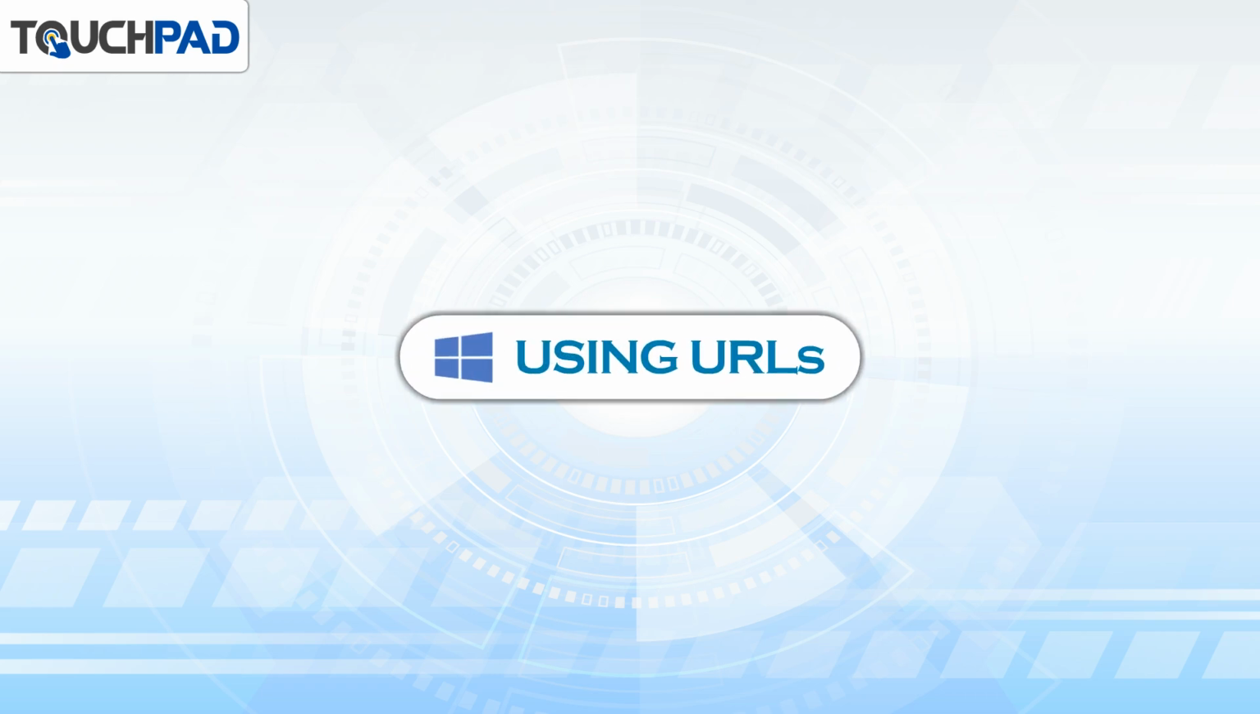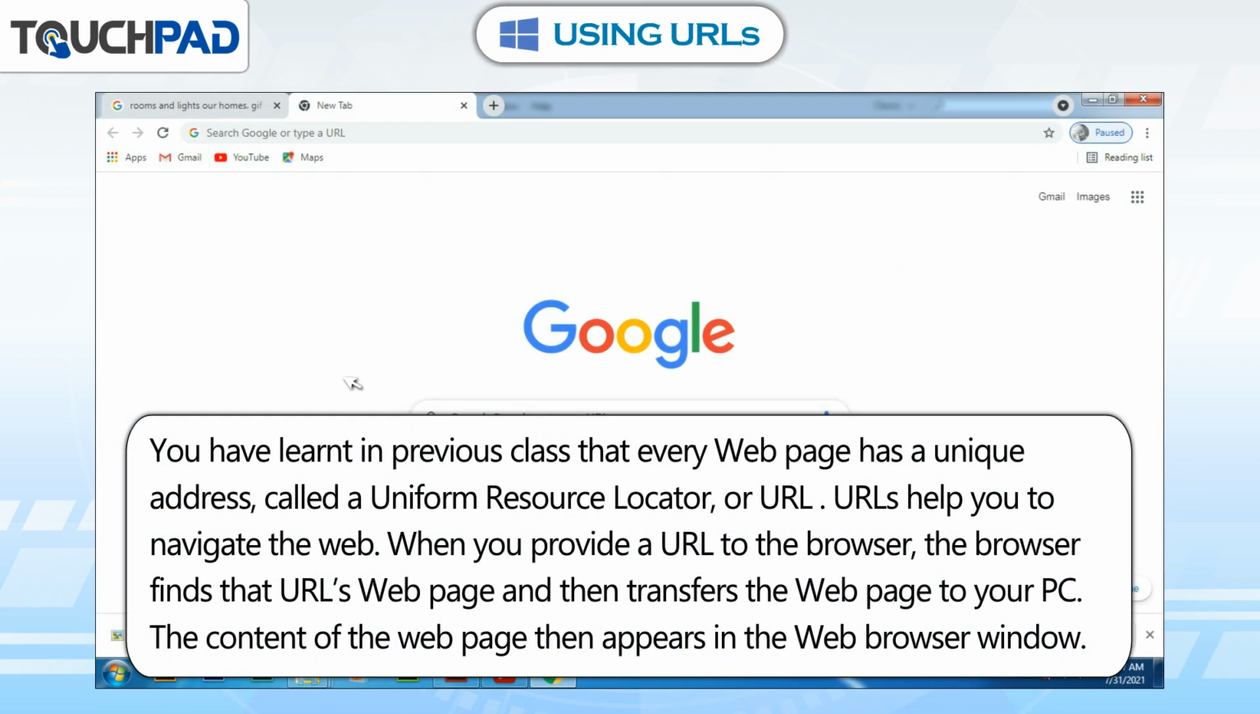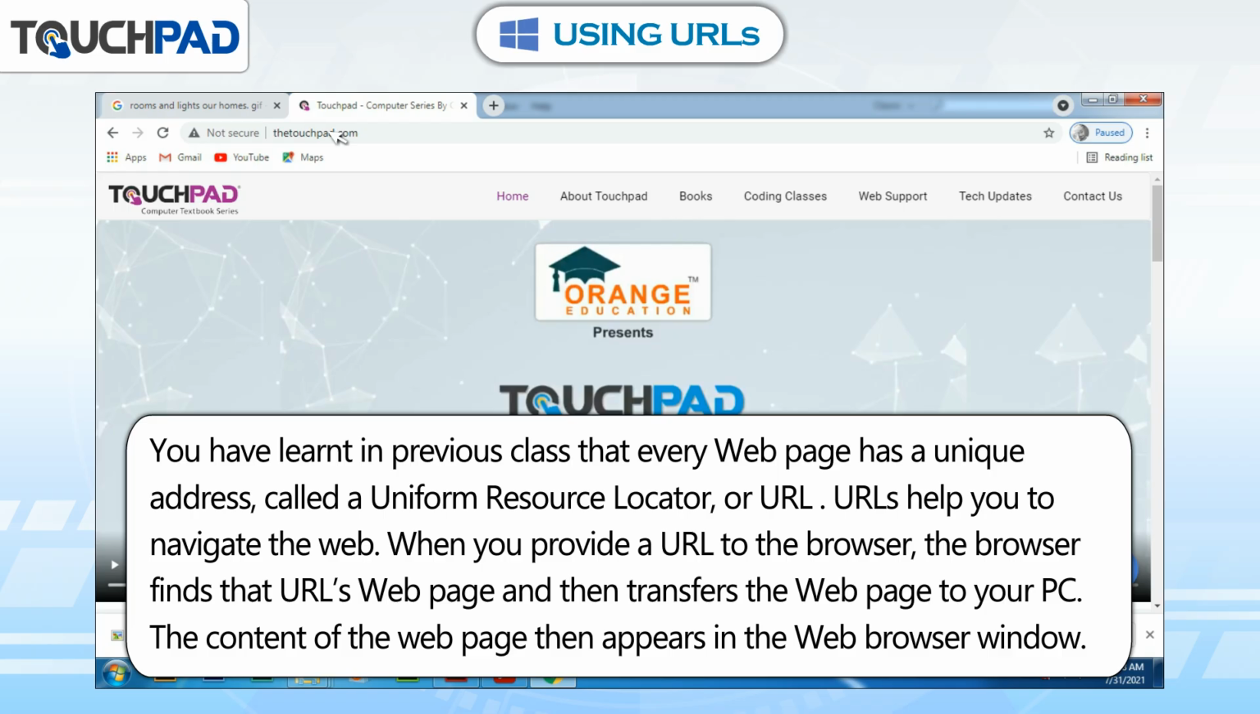Using URLs. You have learnt in previous class that every web page has a unique address called a Uniform Resource Locator, or URL. URLs help you to navigate the web. When you provide a URL to the browser, it finds that URL's web page and then transfers the web page to your PC. The content of the web page then appears in the web browser window.